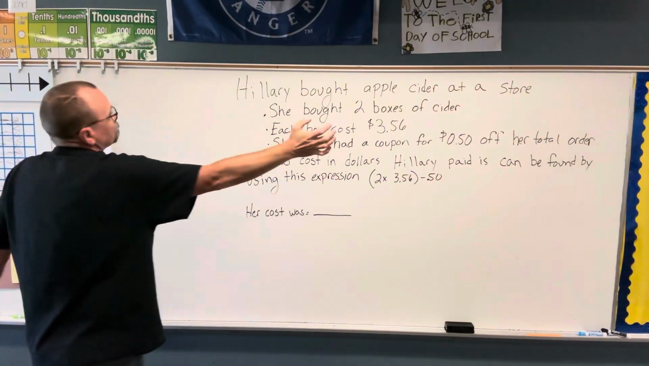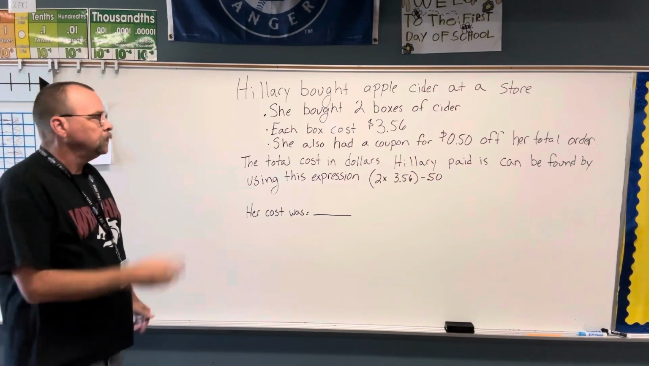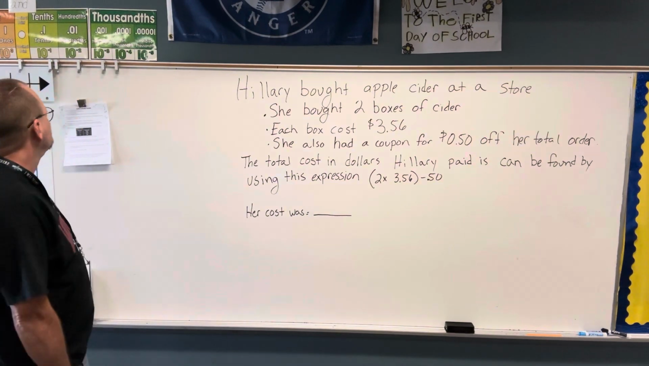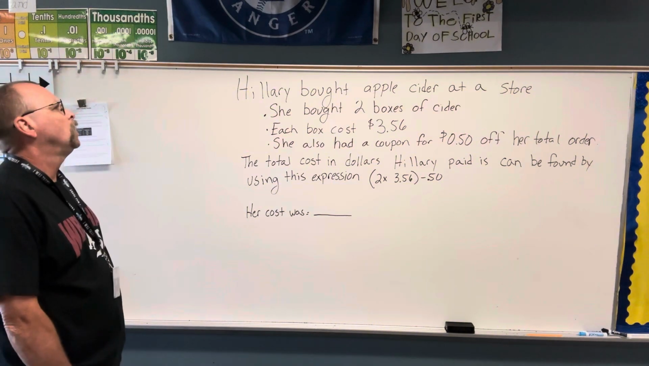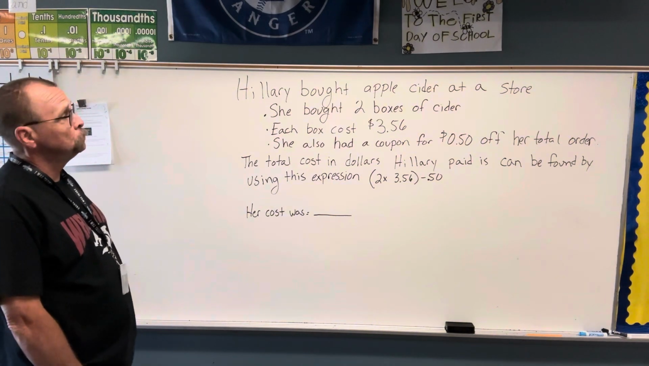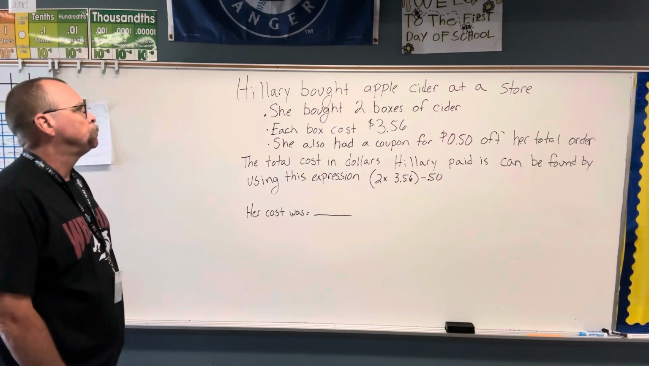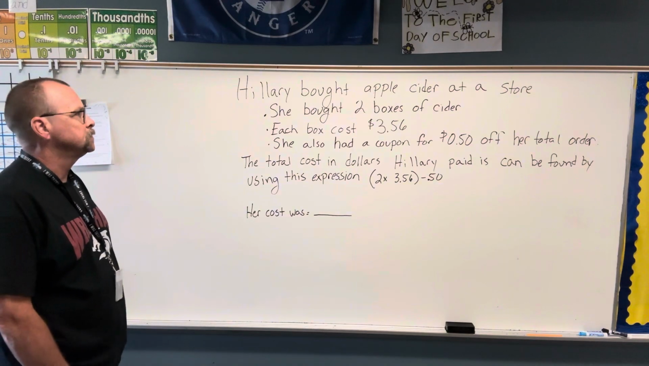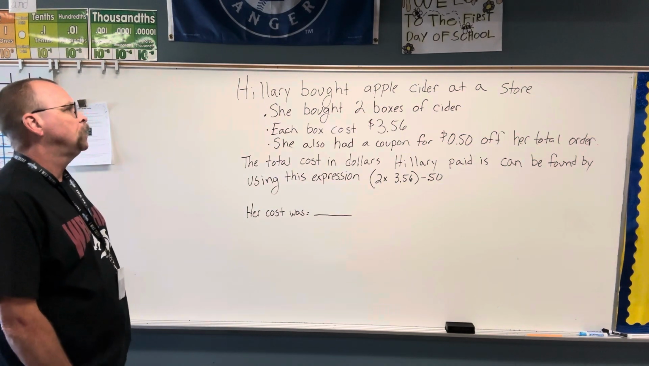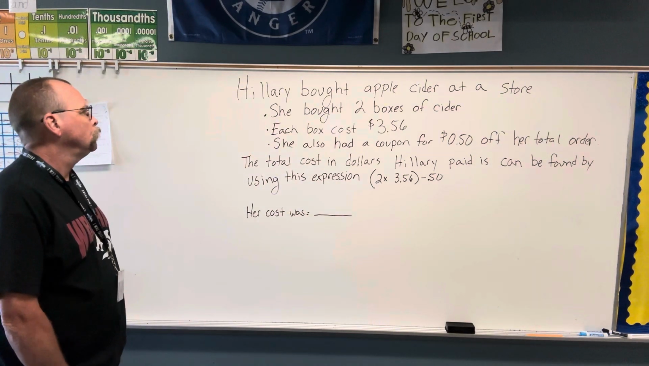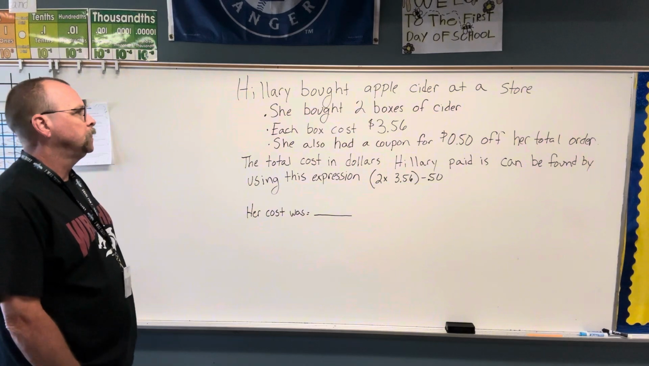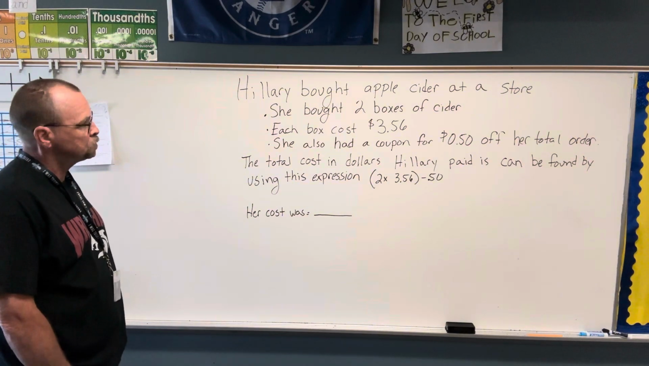Ladies and gentlemen, boys and girls, children of all ages, we're going to look at the Unit 3 Study Guide, Problem 1. Hillary bought apple cider at a store. She bought 2 boxes of cider. Each box cost $3.56. She also had a coupon for 50 cents off her total order. The total cost in dollars Hillary paid can be found by using this expression.